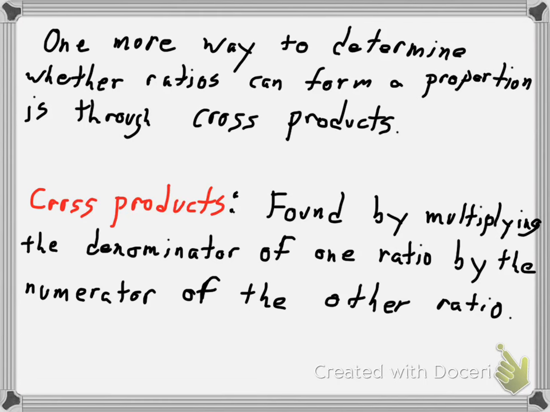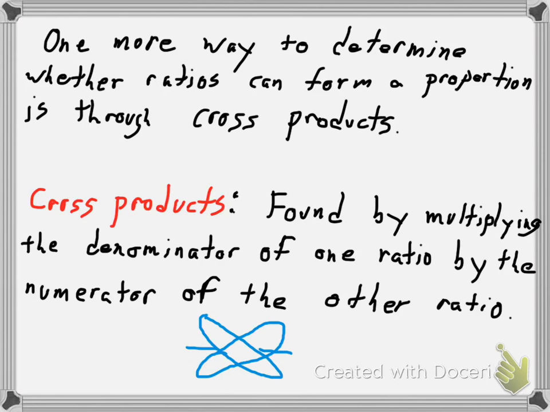And the last way, and really the most important way for us to see if ratios form a proportion, is through something called cross products. We've seen something similar to cross products before when we cross multiply. Cross products are found by multiplying the denominator of one ratio by the numerator of the other ratio. So if I have two ratios here, I'm going to multiply the top one by the bottom and the bottom one by the top, and then I just check to see if they're equal.